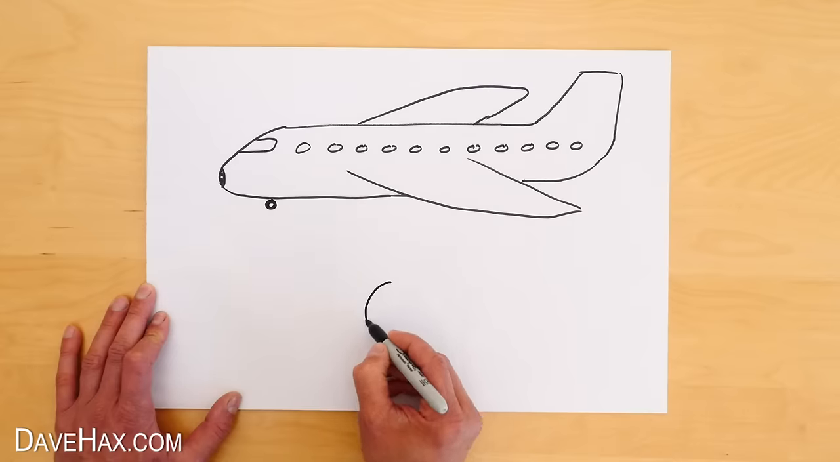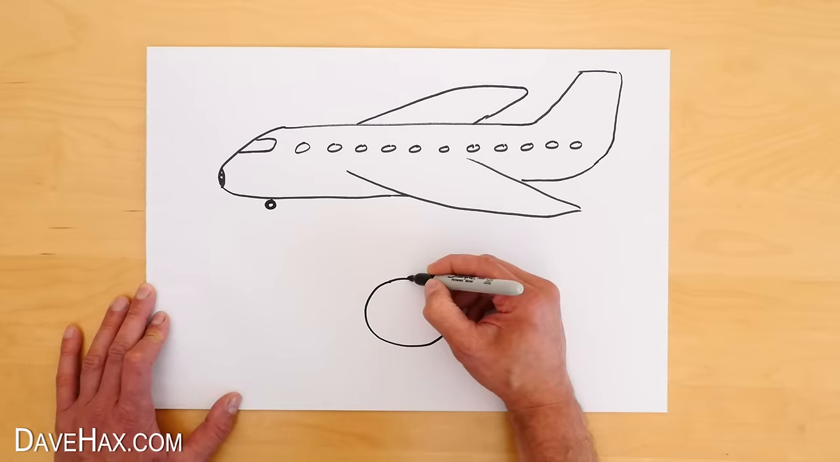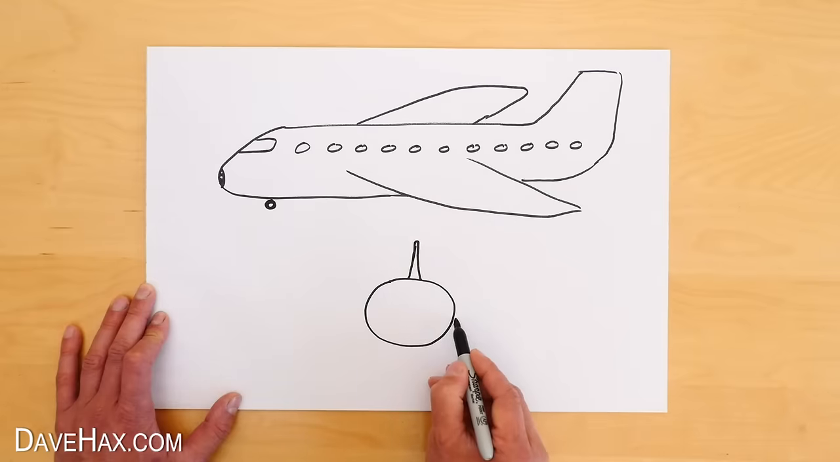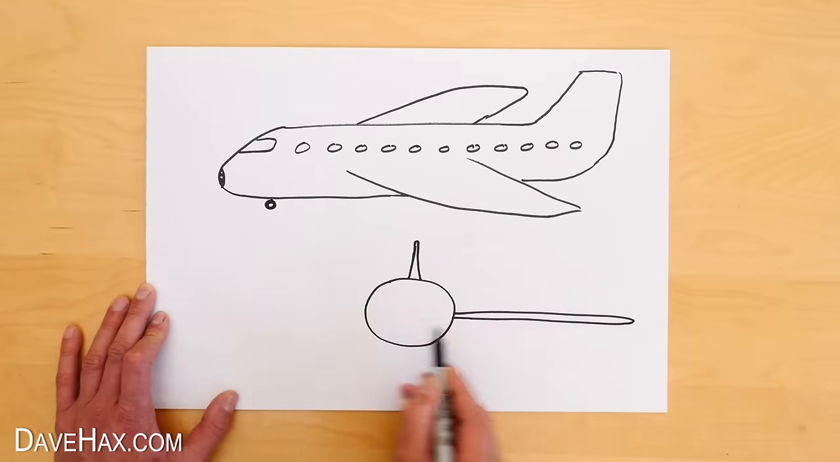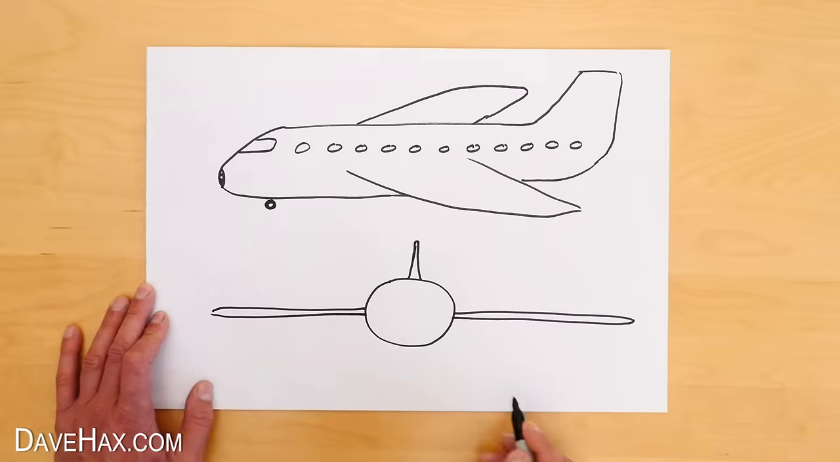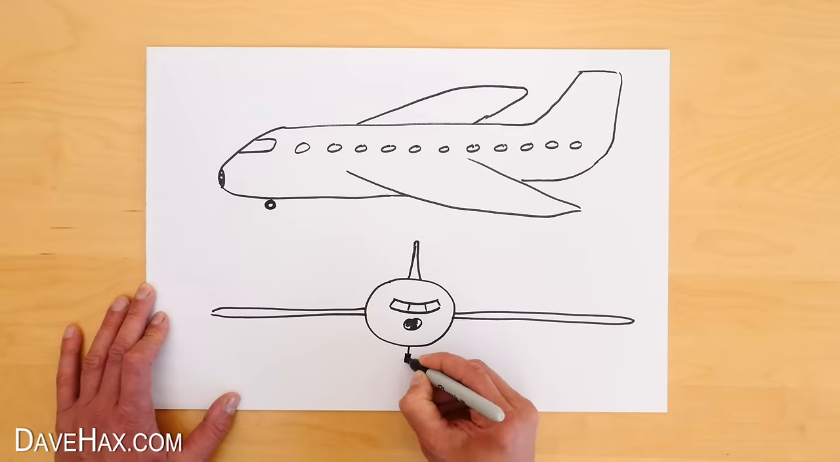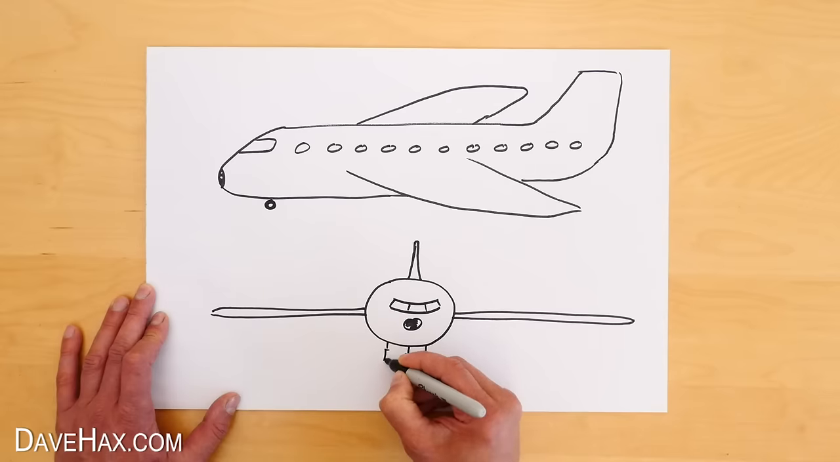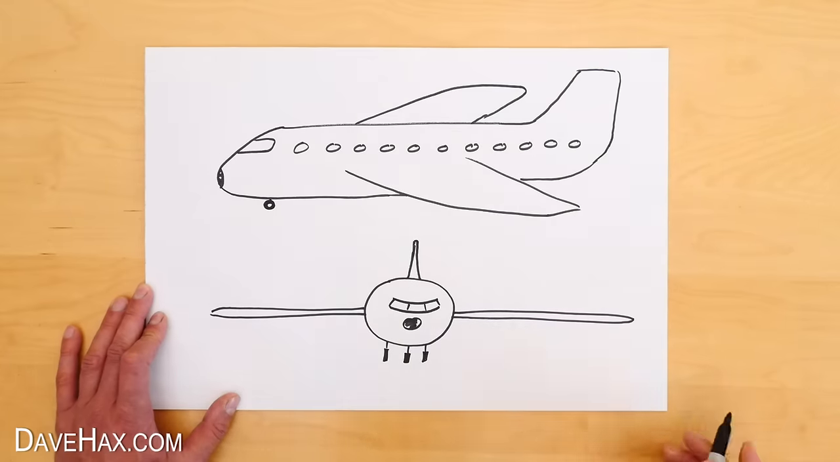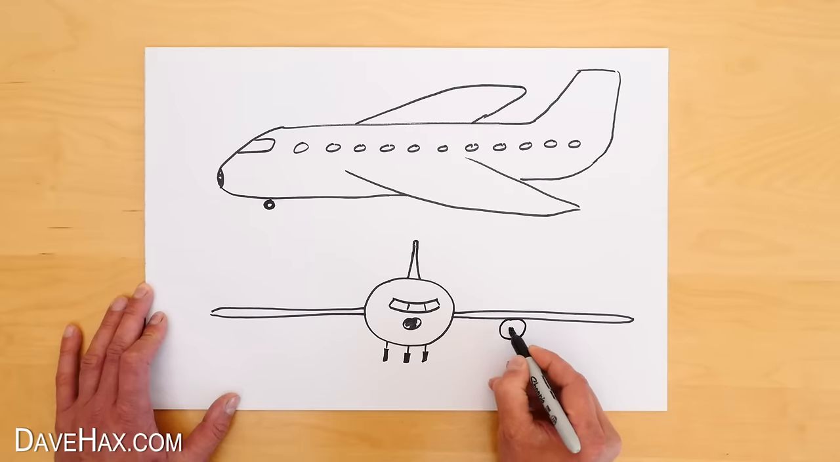And if we looked at the plane from the front, we'd see the vertical stabilizer on the top and the wings coming out of the side like this. Here's the cockpit and nose and the wheels. And of course the engines, which usually hang off the wings.